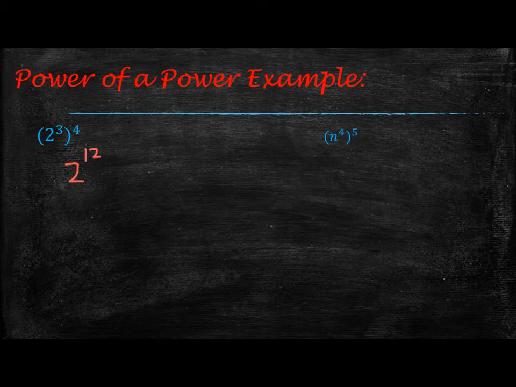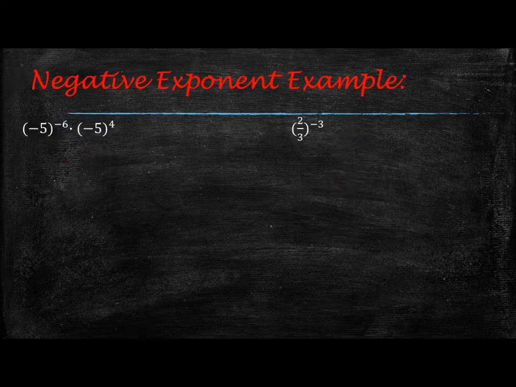Okay, the second example, n to the 4th to the 5th. So we'll keep the n, but then the 4 gets multiplied times the 5, so it'd be n to the 20th. All right, so let's look at some examples for the negative exponent.